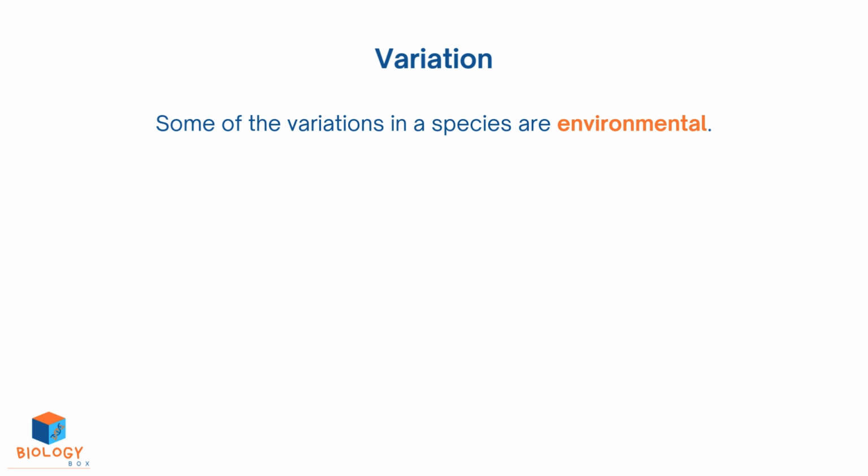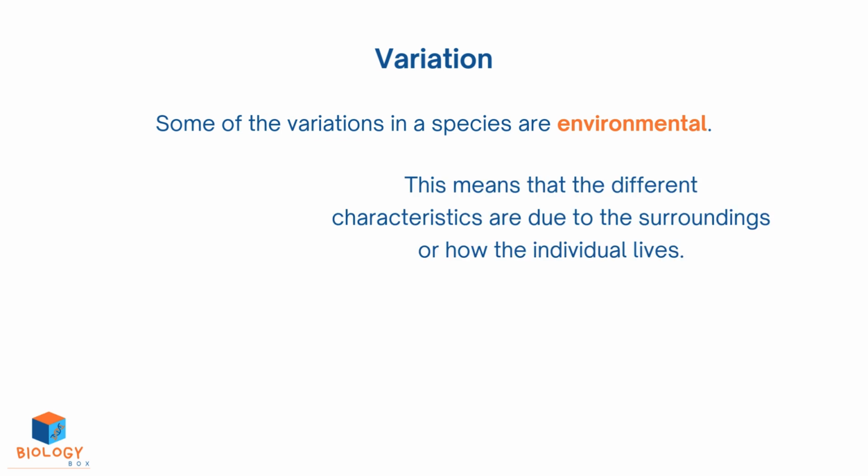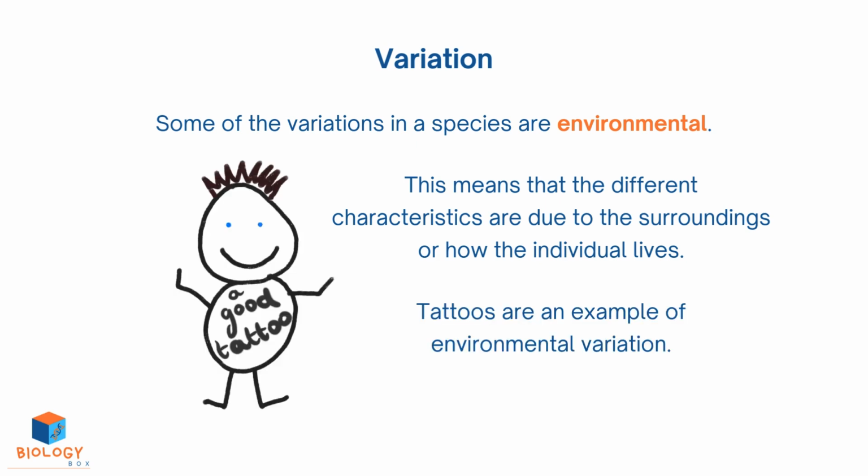Some of the variations in a species are environmental. This means that the different characteristics are due to the surroundings or how the individual lives. Tattoos are an example of environmental variation.